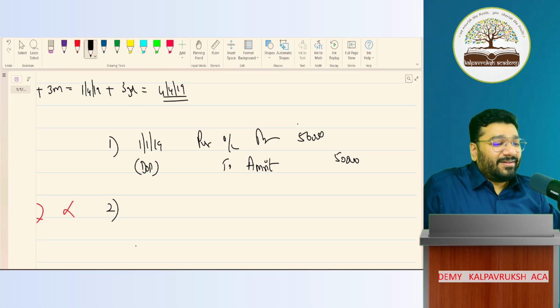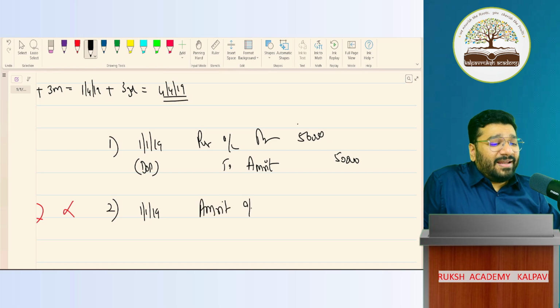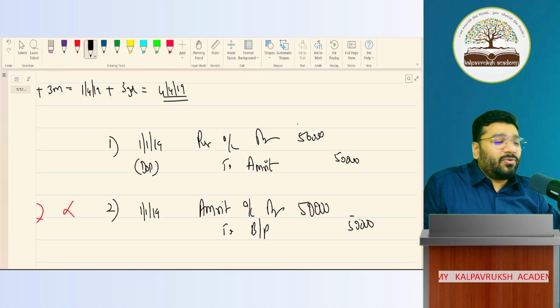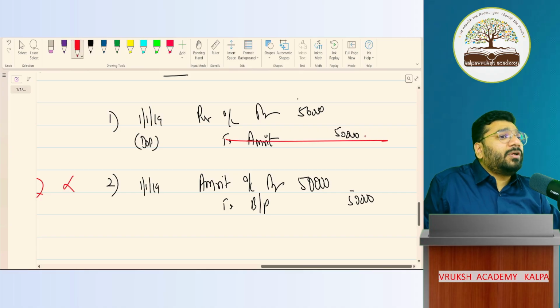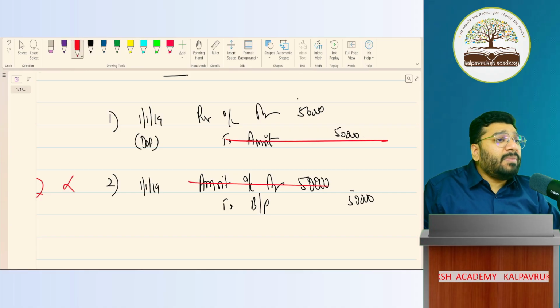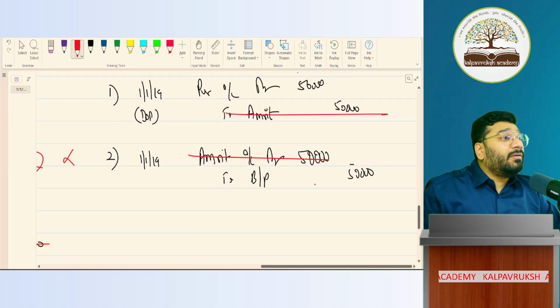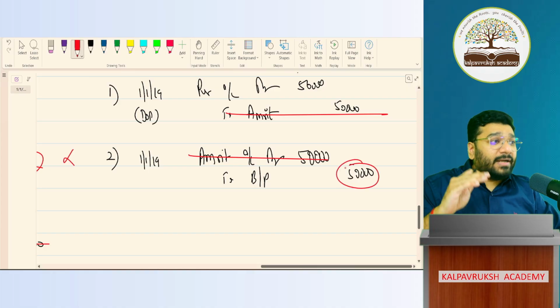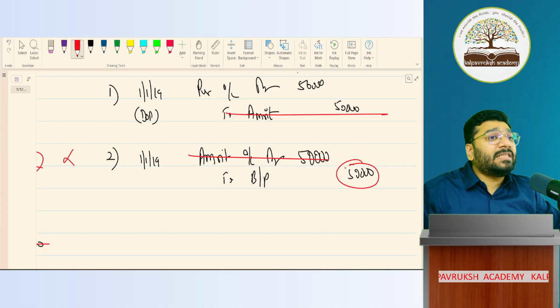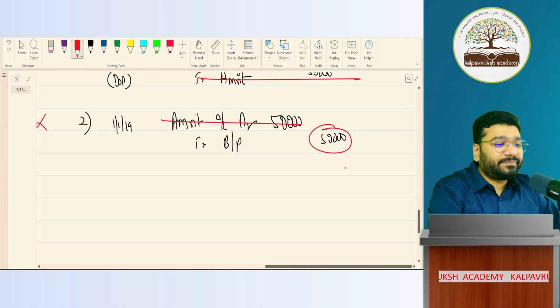Now, on the same day, acceptance. Tell me the acceptance entry fast. Amrit account debit to bills payable, 50,000. Okay. What is the balance in the Amrit account? 0. Amrit account is opened here, closed here. What is the balance in the bills payable account? 50,000. Debit balance or credit balance? If any ledger is credited and not debited, or if the credit amount is more than the debit amount, what ledger balance will be there? Credit balance. Okay.